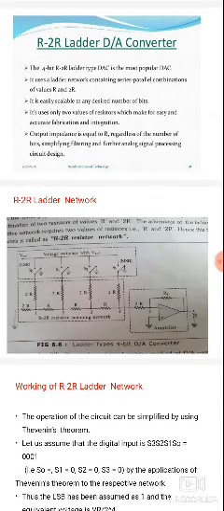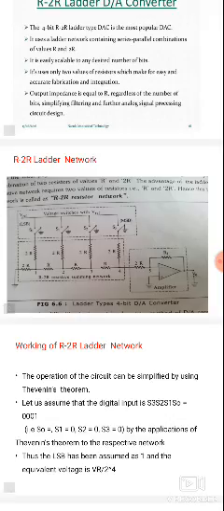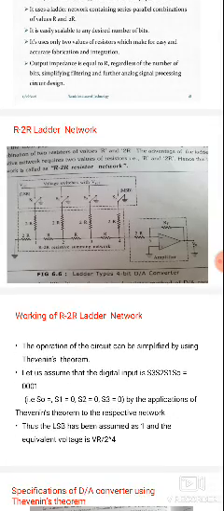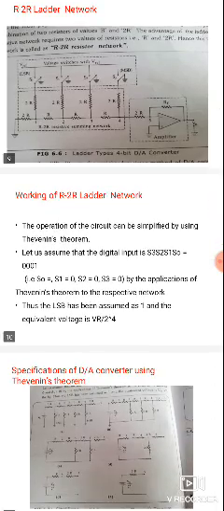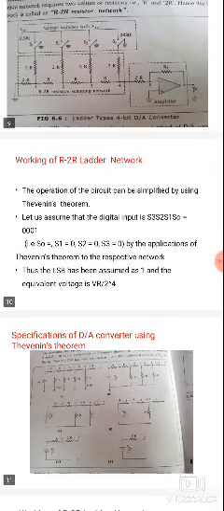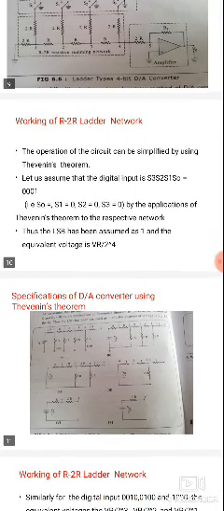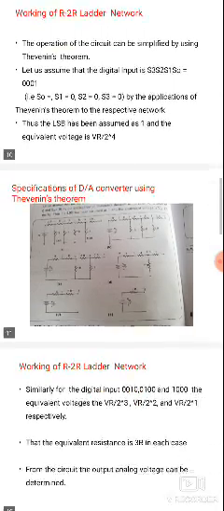It consists of a reference voltage, V reference, followed by a number of switches. This is a 4-bit converter consisting of 4 switches. The 4 switches are arranged from LSB to MSB, where LSB is the least significant bit and MSB is the most significant bit, and the R and 2R resistors are arranged in series and parallel combinations.